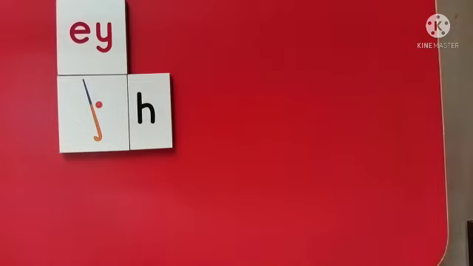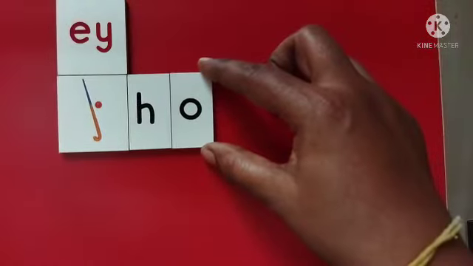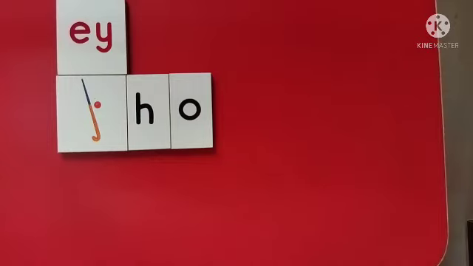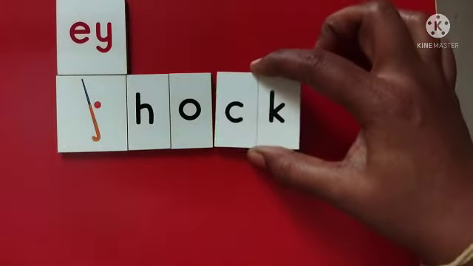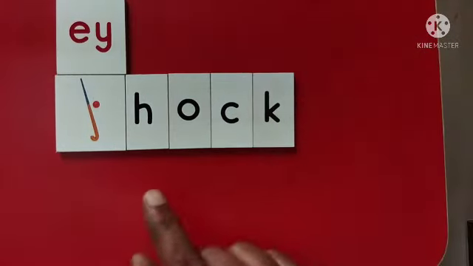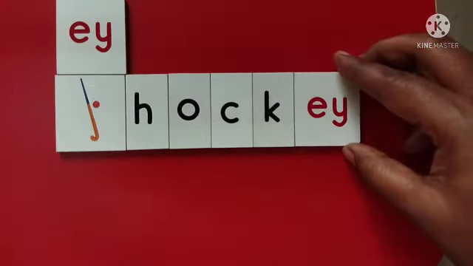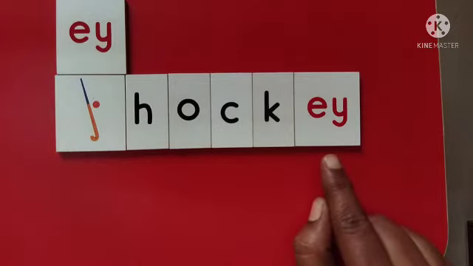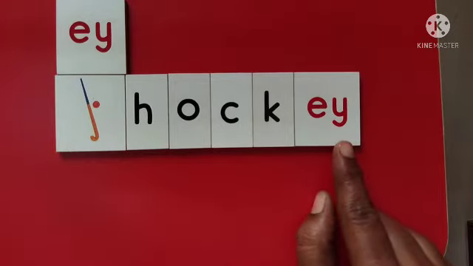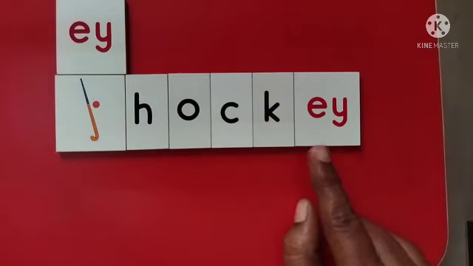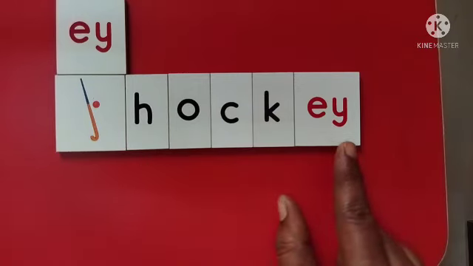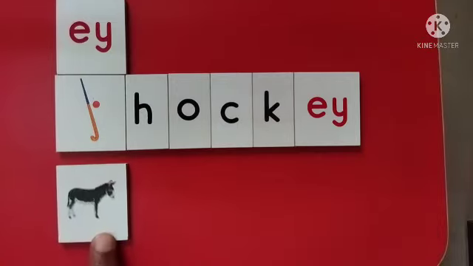Hawk, K. For the sound K, I'll place C and K both together. Hawk, E, hockey. For the sound E, I placed E and Y both together. Hawk, E, hockey. Let us see the next picture card.